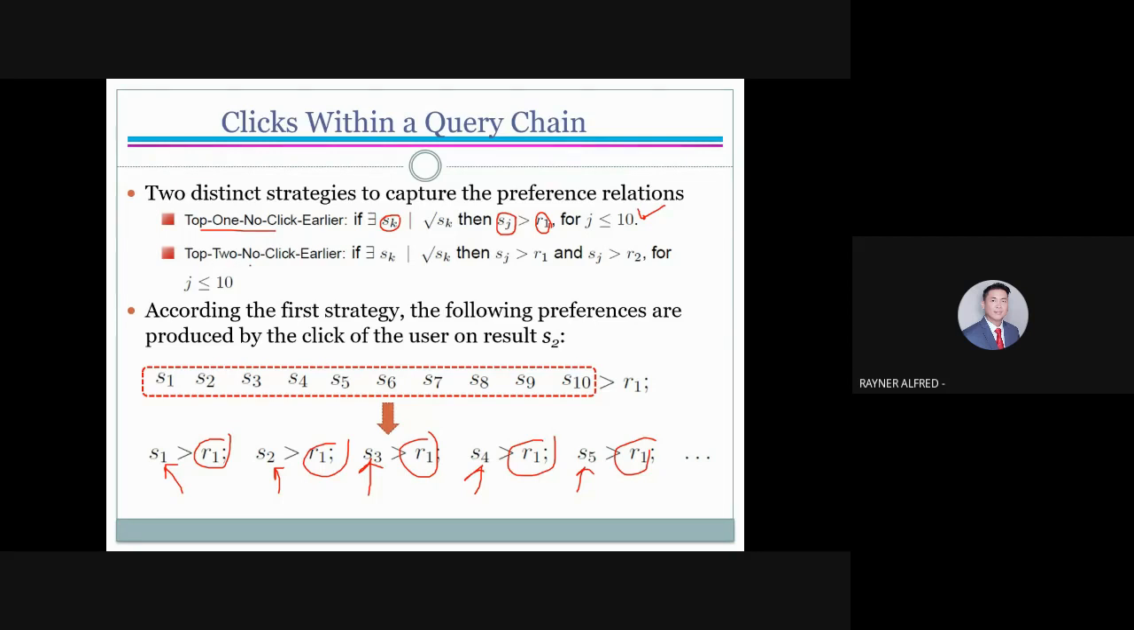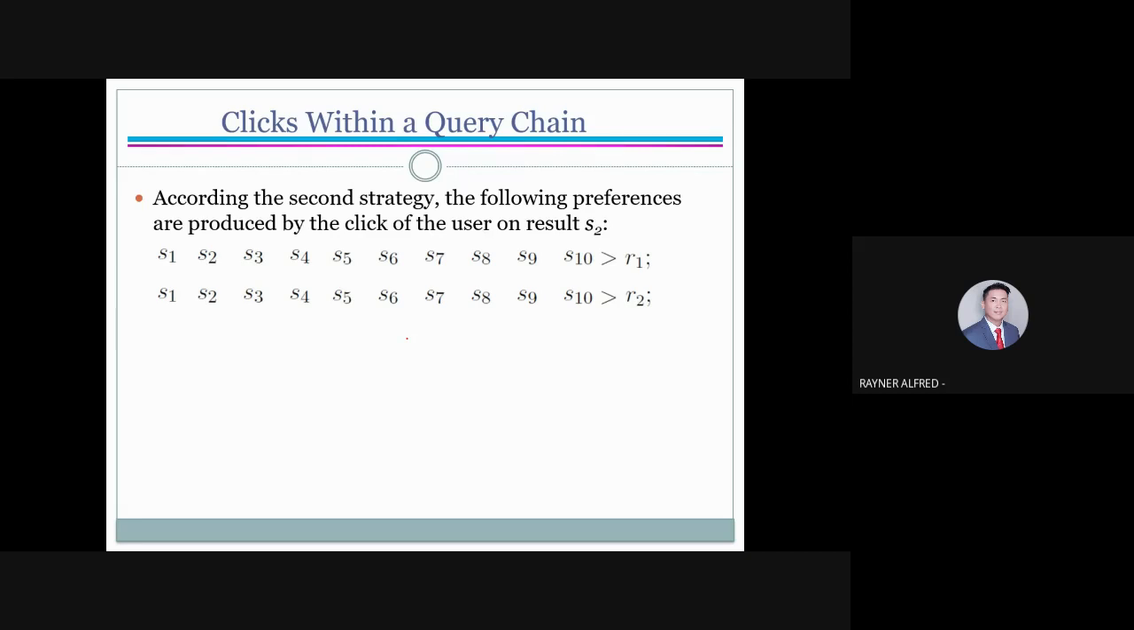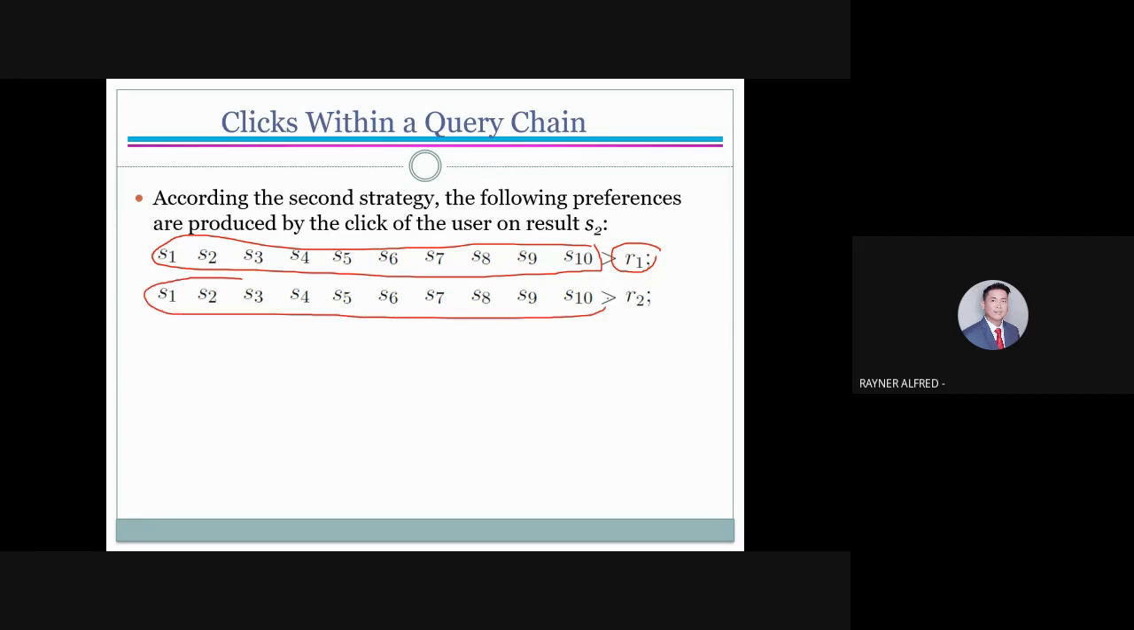Similar to this one, the top two no click earlier is just expanding them to 2. So we are looking at R1 and R2 here. So we are saying that all these second list results are better than the first item in the first list. And similar to this, all the results obtained from the second list are better than the second item in the first list. So these are the preference relations that we can imply in our assumption when we want to summarize the documents being retrieved.